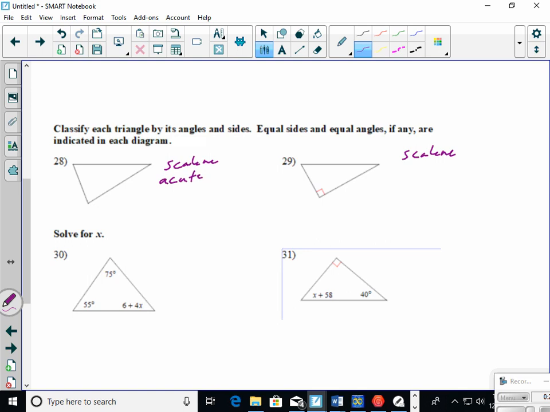29, we got a little red box there, which means that that is a right angle, so this is a scalene right triangle.